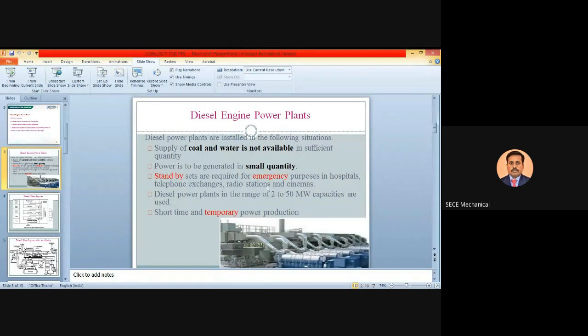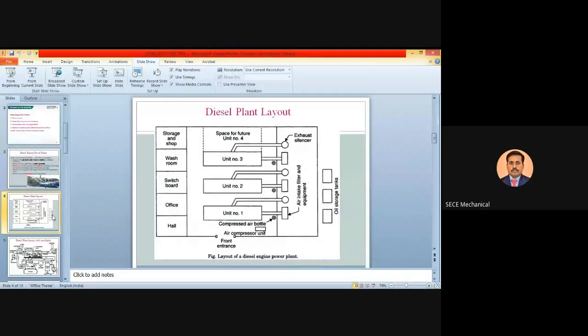In this way, each engine produces power, all the power is combined together, and that will be transported to the grid system. The power is transported with the help of the grid system. This kind of arrangement is provided in the diesel engine power plant. In this slide you can see how the diesel engine power plant layout is formed.